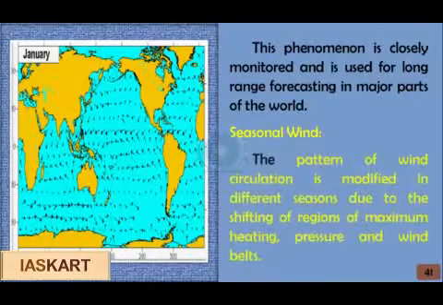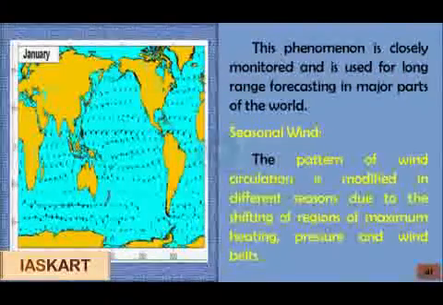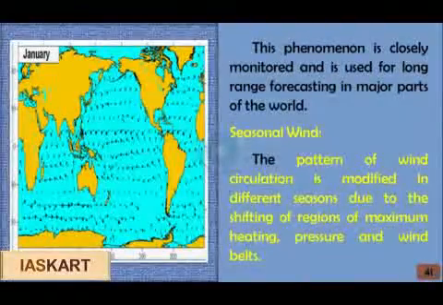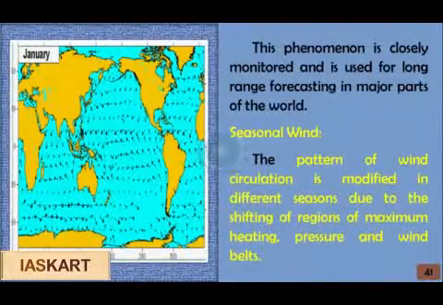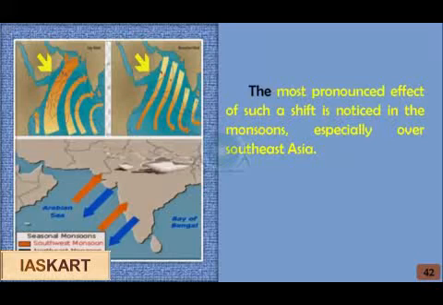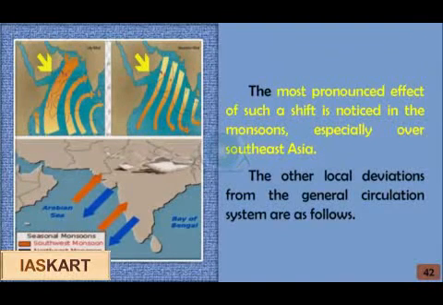Seasonal wind. The pattern of wind circulation is modified in different seasons due to the shifting of regions of maximum heating, pressure, and wind belts. The most pronounced effect of such a shift is noticed in the monsoons, especially over Southeast Asia. The other local deviations from the general circulation systems are as follows.